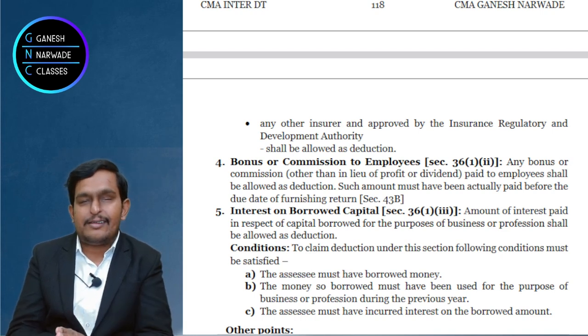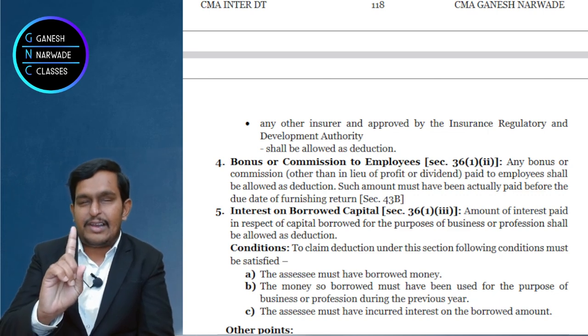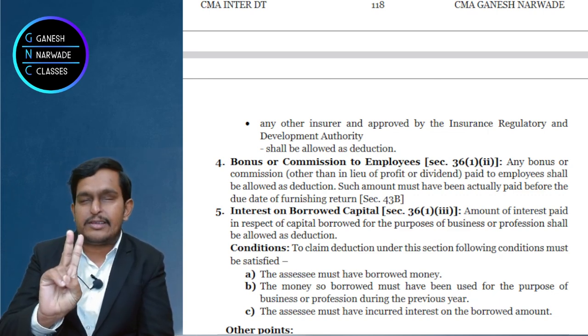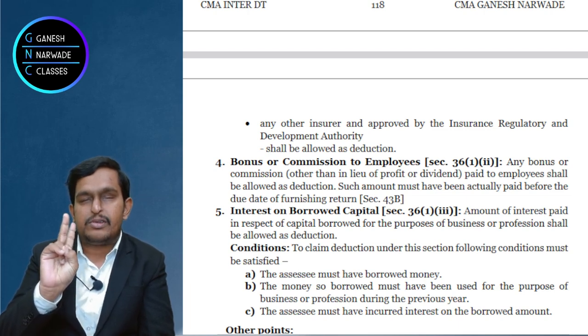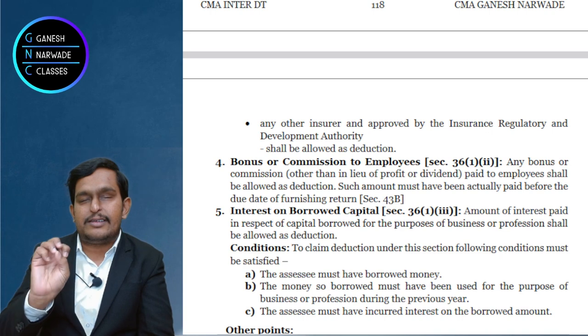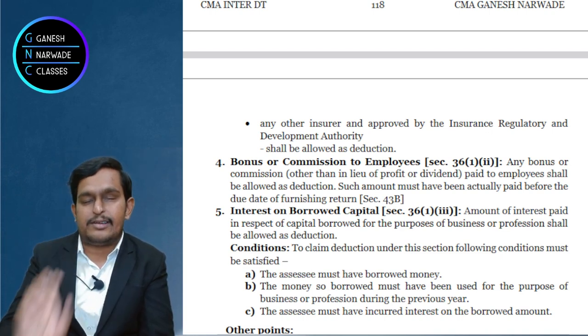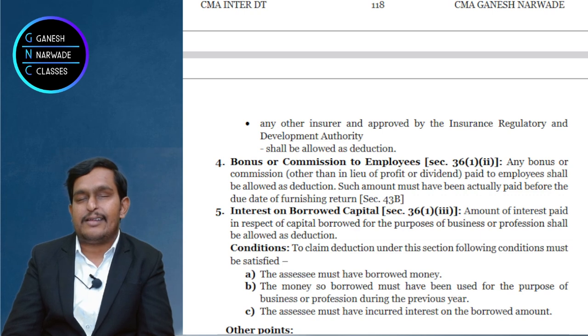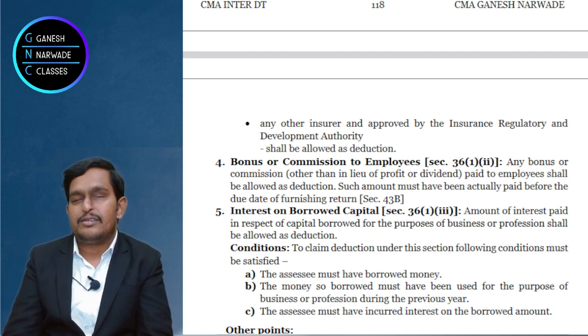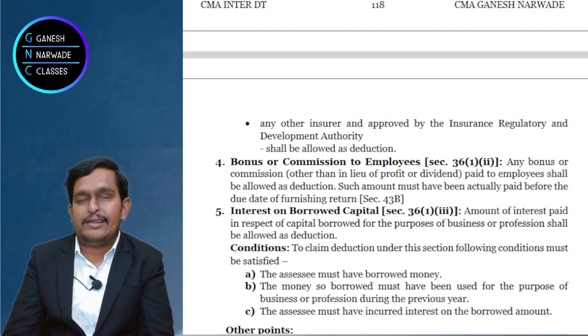So what are the three conditions? You should have taken the loan, right? Second thing, used for business and profession. The loan money should be used for the purpose of business and profession. And third thing, you should have incurred interest on it. If all these three conditions are satisfied, then under section 36 subsection 1 clause 3, interest is allowed as deduction. But relating to this, there are so many discussions to be done, because this forms the major expenditure for any business, right? So a lot of controversies are there.